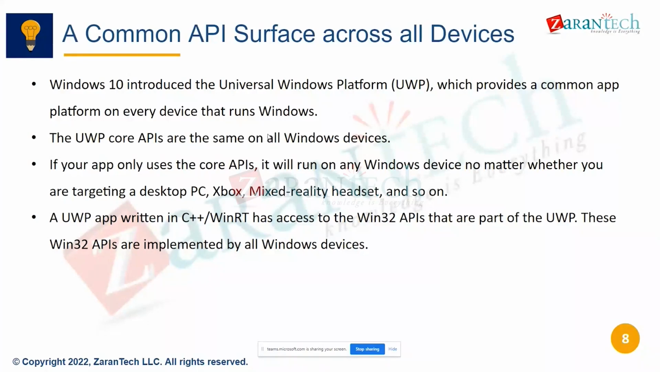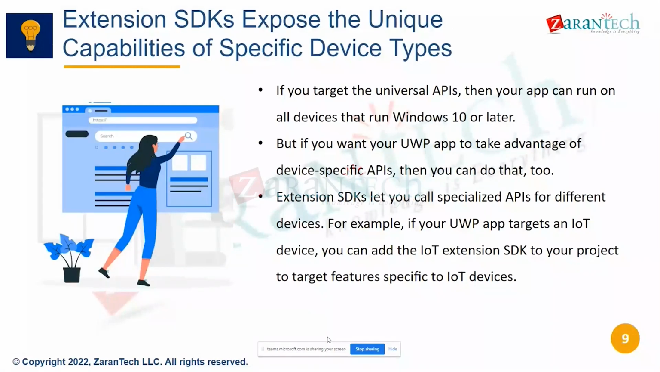And if something is written in the Win32 API, you can access those APIs through the Windows Runtime API as well. There is also an extensible SDK exposing unique capabilities of specific device types. If you target the universal APIs, then your app can run on all devices that run Windows 10 and later.